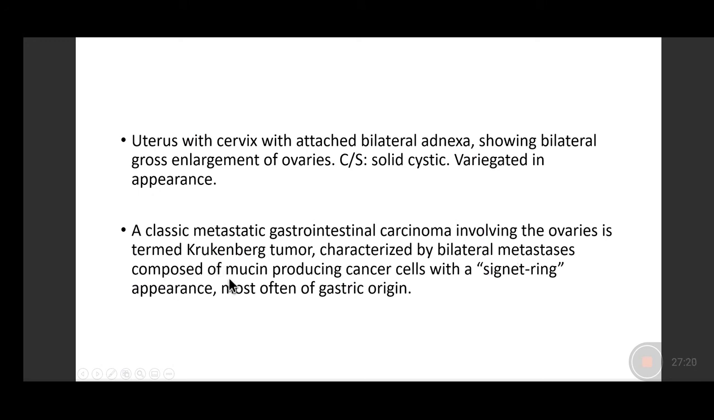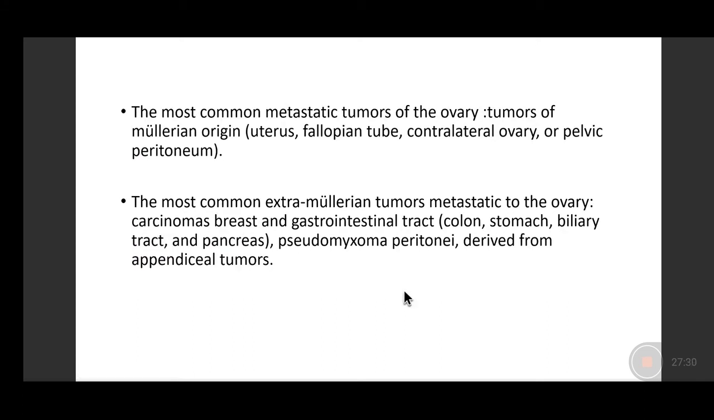Now, this Krukenberg tumor is composed of mucin-producing cancer cells, and they have a signet ring appearance. These tumors arise from gastric neoplasms. The most common metastatic tumors of the ovary are tumors of Mullerian origin, coming from the uterus, fallopian tube, the contralateral ovary or the pelvic peritoneum. The most common extramullerian tumors metastatic to the ovaries come from carcinoma of the breast and the gastrointestinal tract, being colon, stomach, biliary tract, pancreas. Then you can also find pseudomyxoma peritonei, which is derived from appendiceal tumors.